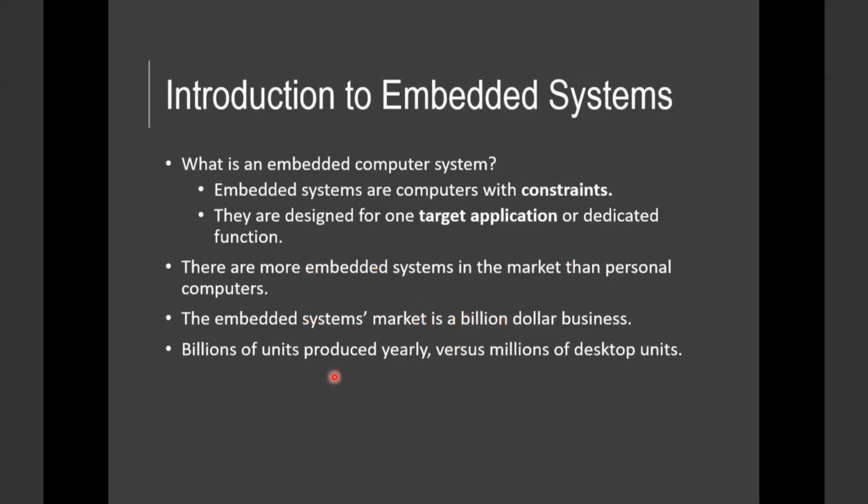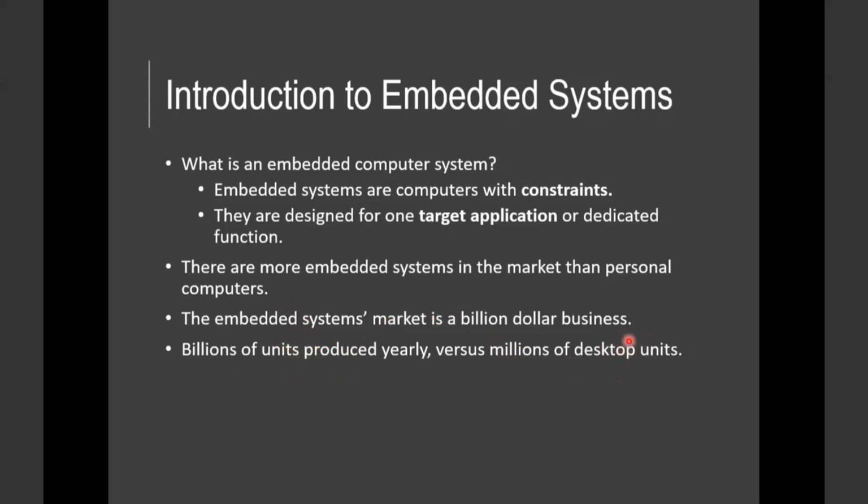Billions of units are produced yearly versus millions of desktop units. Why? Because one person only has to have one PC, and at most two PCs, one laptop and one desktop. But for embedded systems, one person might have 20 or 30 embedded systems around him. So that's why the number of units for embedded systems is way greater compared to general purpose computers.